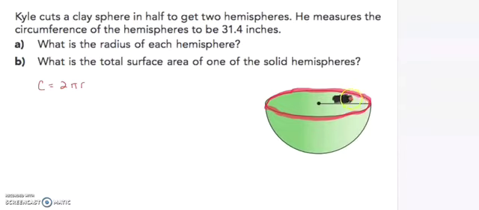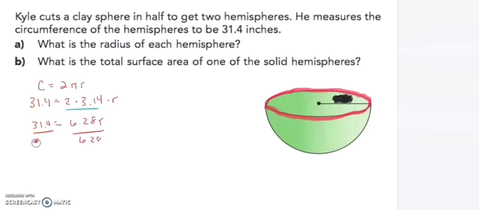So let's fill in what we know here. We know that the circumference is 31.4 equals 2 times 3.14 times r. Okay, so now let's simplify this right side here. We're left with 31.4 is equal to 6.28 r. Now I'm going to divide both sides by 6.28 to get the r by itself.